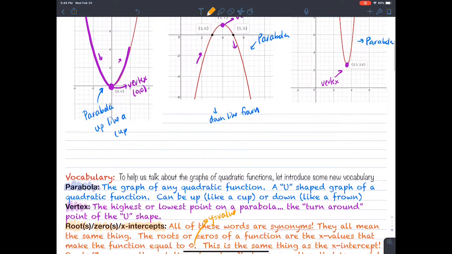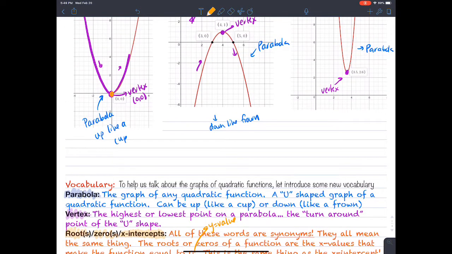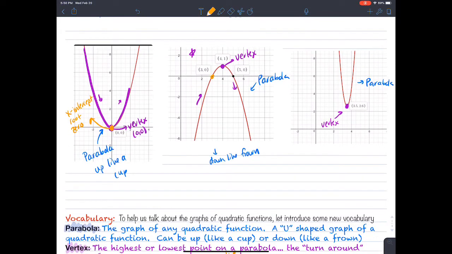So we can go label them. We know that this point right here is where it touches the x-axis, so we'd call that the x-intercept. Now, with our new vocabulary, we could also call that a root, and it is also called the zero. Just new words for the same thing. So if we look at the middle graph, this point right here is the x-intercept. So we could call it a root of the equation, or we could call it a zero of the equation.